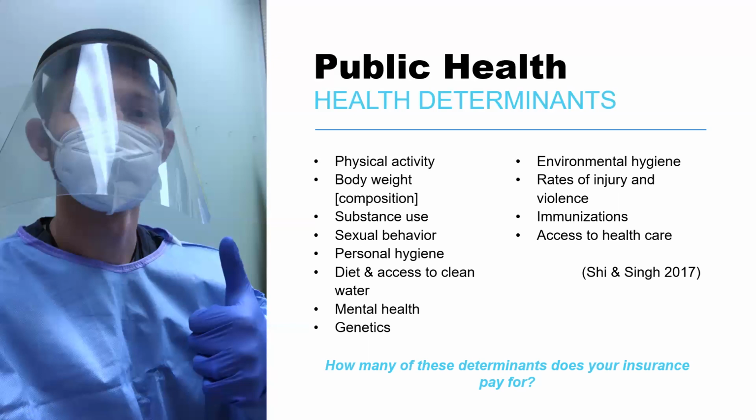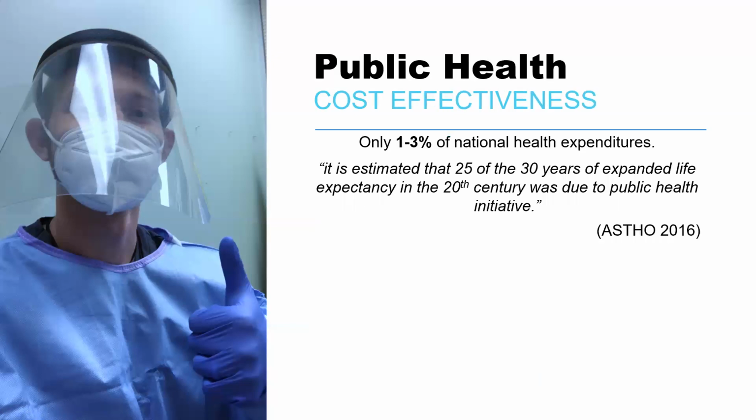So most of what we pay for goes to the bottom of the cliff in our cliff analogy, whereas public health is focused more on the top of the cliff, stopping things before people fall off. So we only pay about 1 to 3% of all of our national health expenditures on public health. However, that's not really reflective of how powerful public health can be.